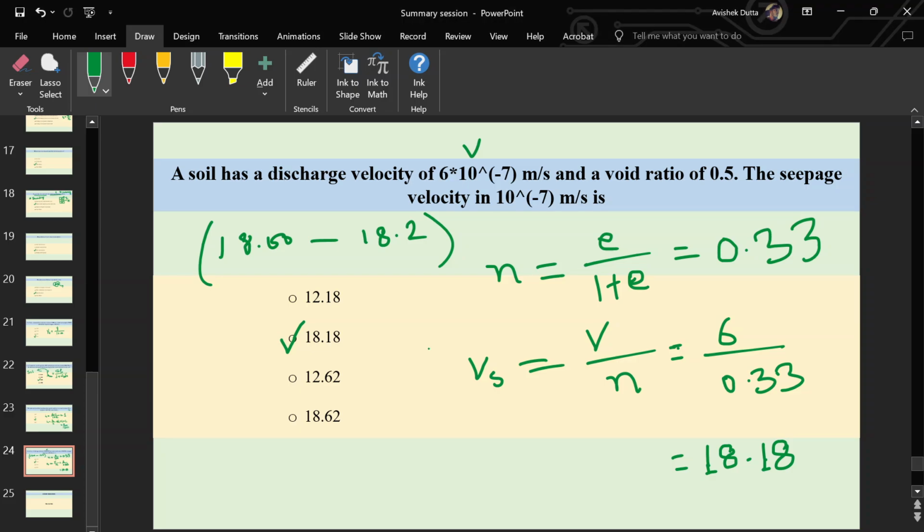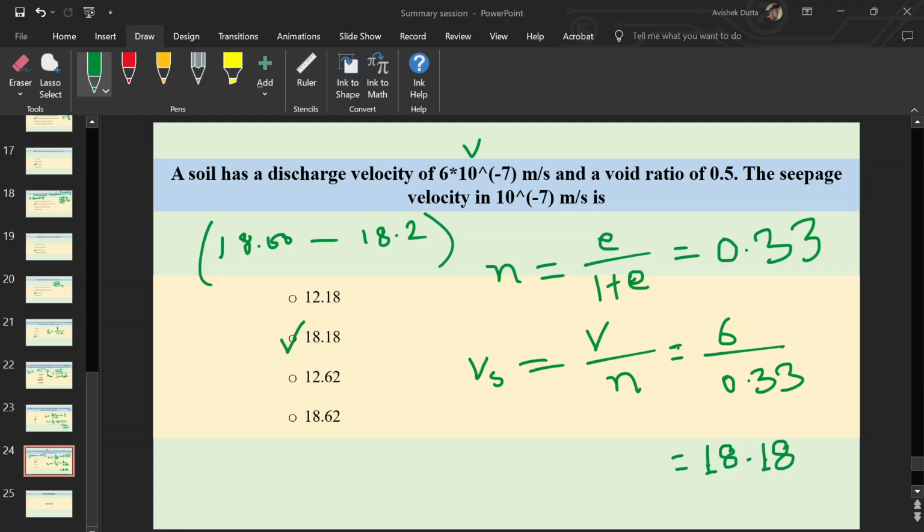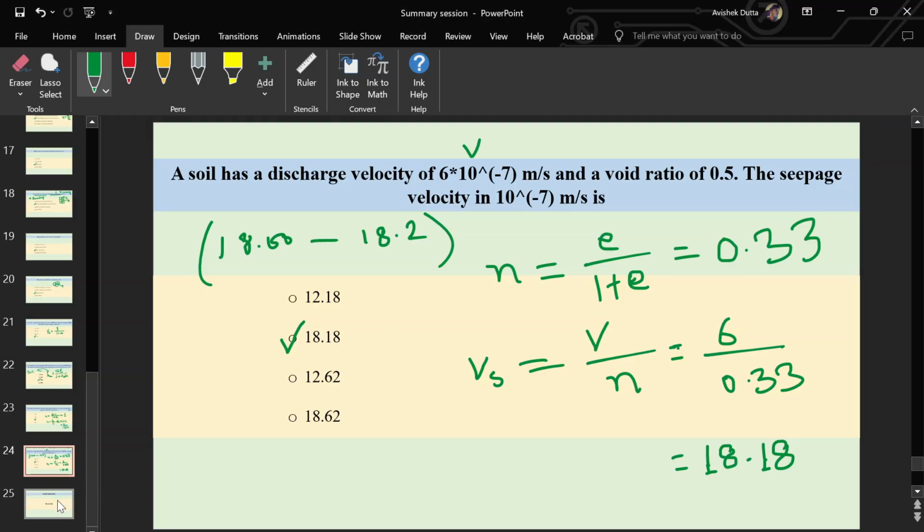So again the concept is, first of all, find out the porosity, that is void ratio divided by 1 plus void ratio. Next, discharge velocity divided by the porosity will give us the seepage velocity, which is the actual velocity at which the water is flowing through the voids in the soil mass. I hope the concepts are clear. Any doubt regarding this session?